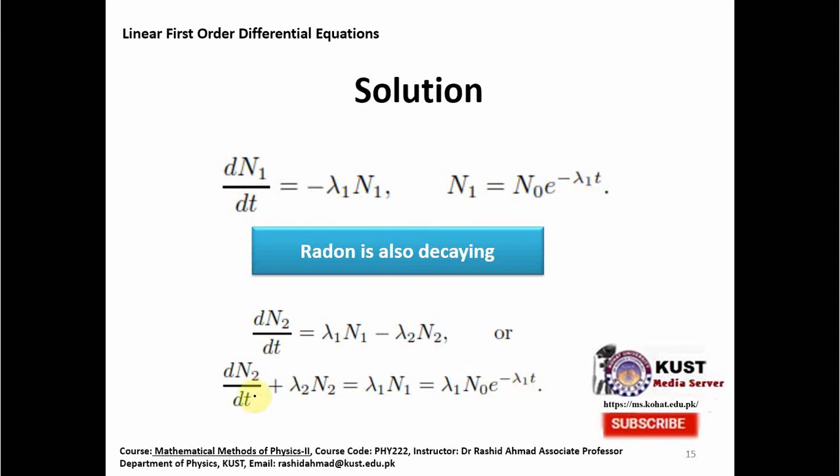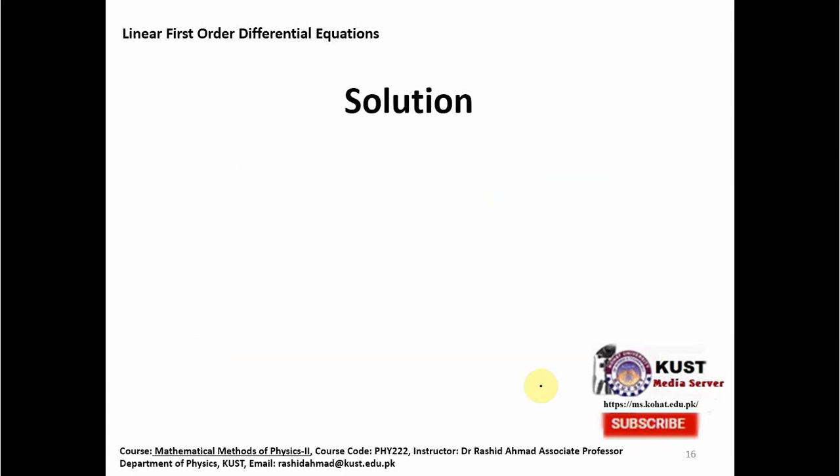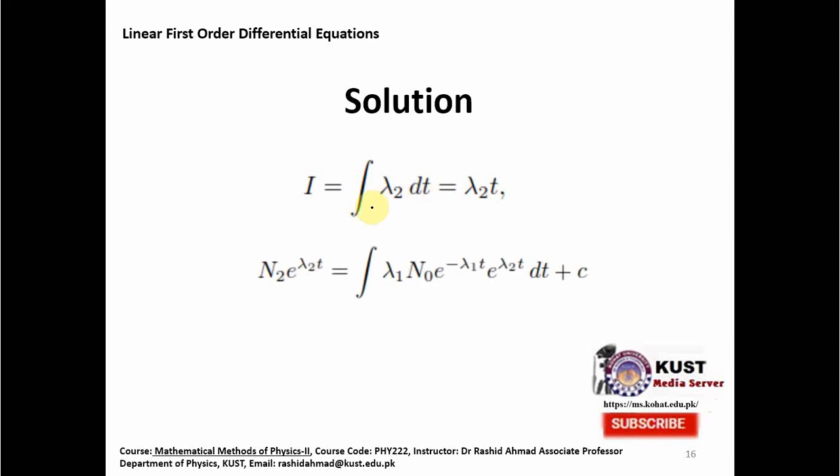So putting it over here, this equation is transformed into this form, and the integrating factor in this case is e raised to lambda 2 t. As you can easily see, we can write it like this, and then n2 e raised to lambda 2 t equals this integral, just making the substitutions for e raised to lambda 2 t. We can write it in this form with the constant of integration, and then putting these exponentials together and solving this integral, this is the final form we obtain.